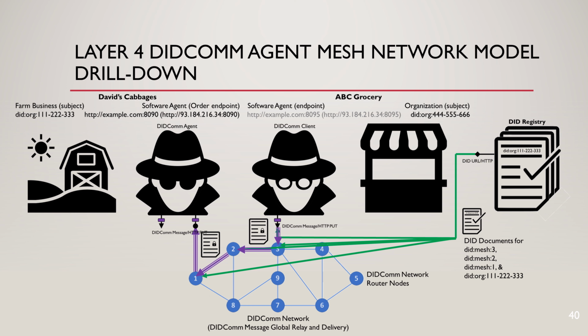now to forward that DIDComm message into the DIDComm network, which is comprised of DIDComm router nodes, which are special DIDComm agents that know how to do intelligent, private, secure routing of DIDComm messages in the most efficient way through the network from the sender to the receiver. And we see that illustrated here.